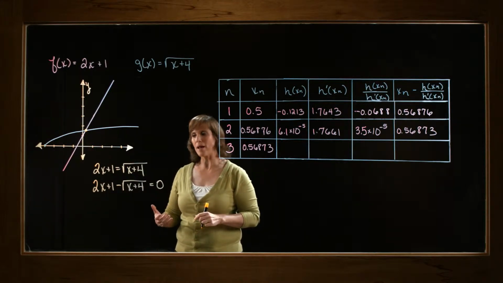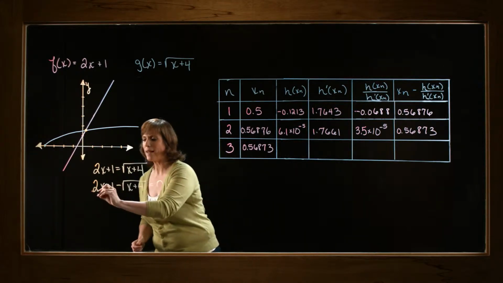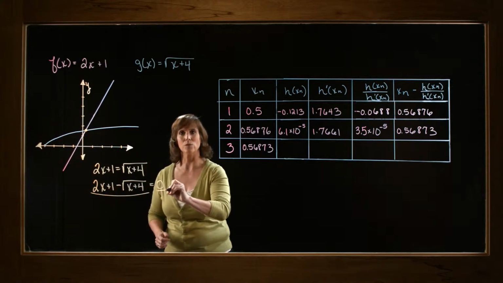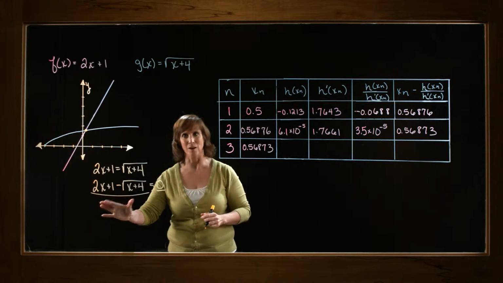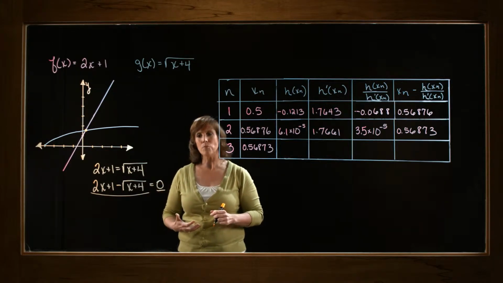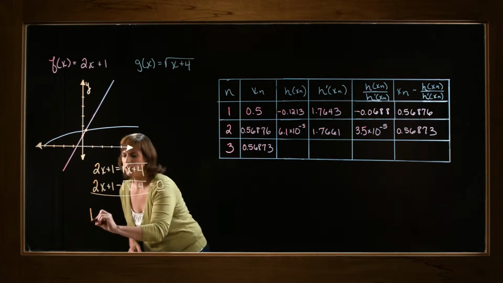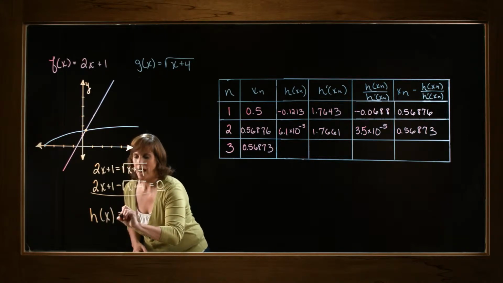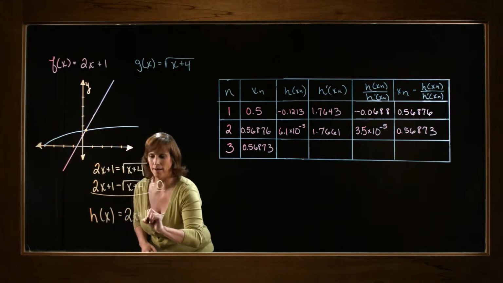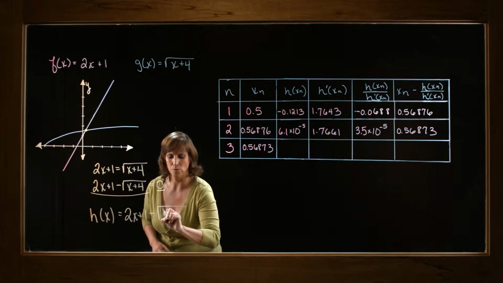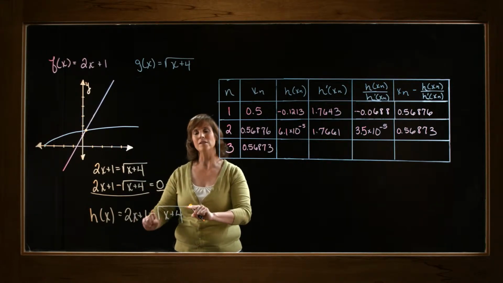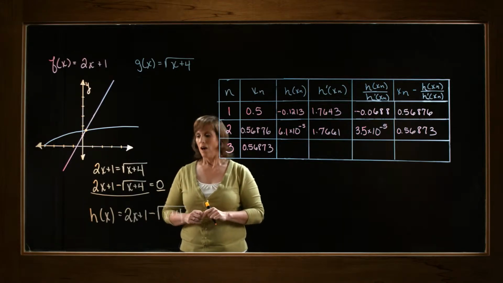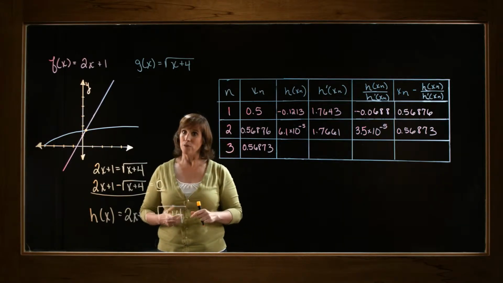And now what's happened? Well, I've transformed my question into finding when this expression is equal to 0. In other words, I want to find the root of that function. So I've created a brand new function for myself. The function I've created, I'm going to call h. And it's 2x plus 1 minus the square root of x plus 4. And I want to find the root of this function. Okay, well, it's time for Newton's method.